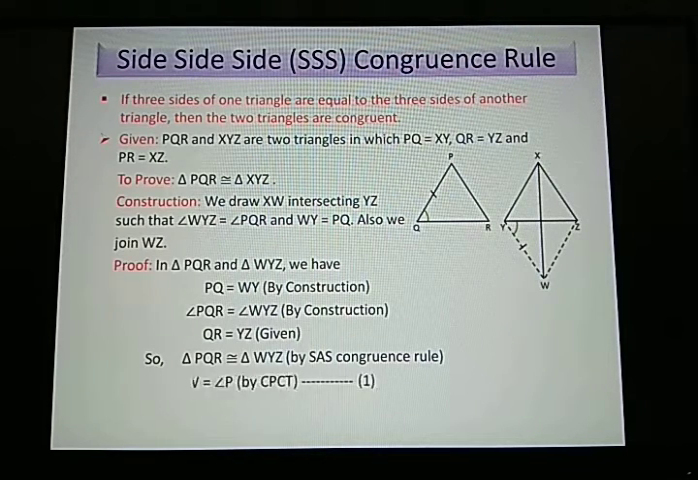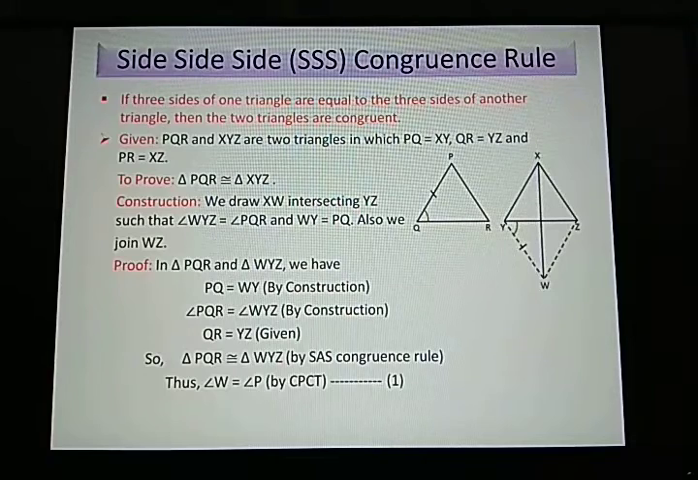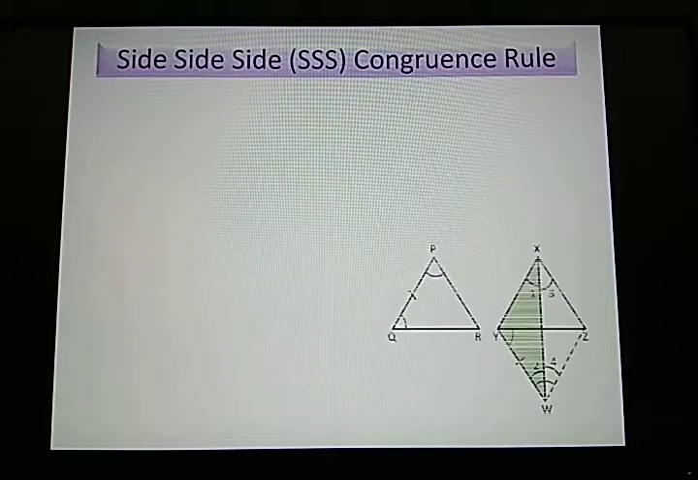Now what inference do we get from here? We get that angle W is equal to angle P. Both these angles are equal by CPCT. So we will mark it as equation 1, which you can use later on to prove this congruence rule further. So now let us see the next part.